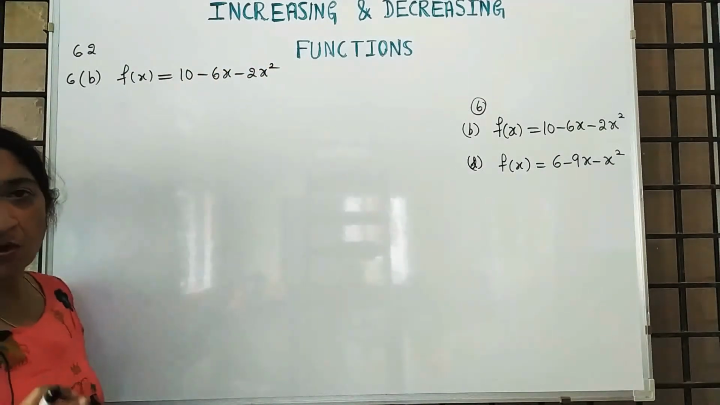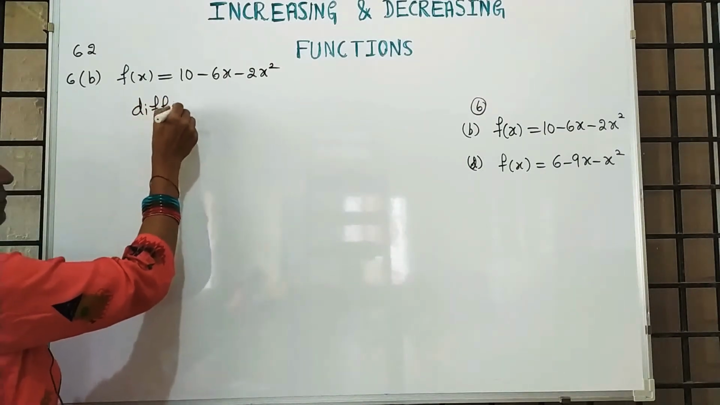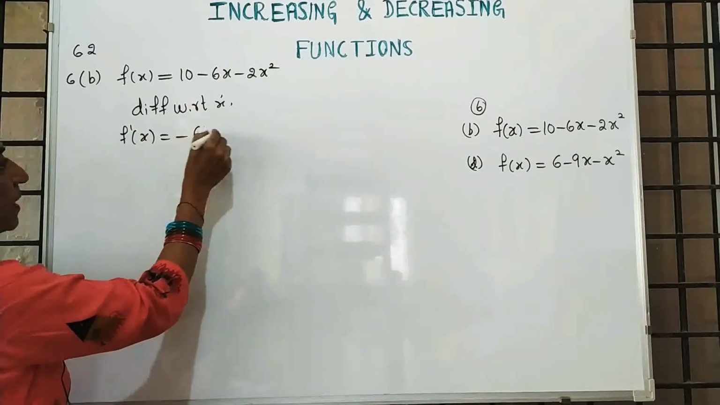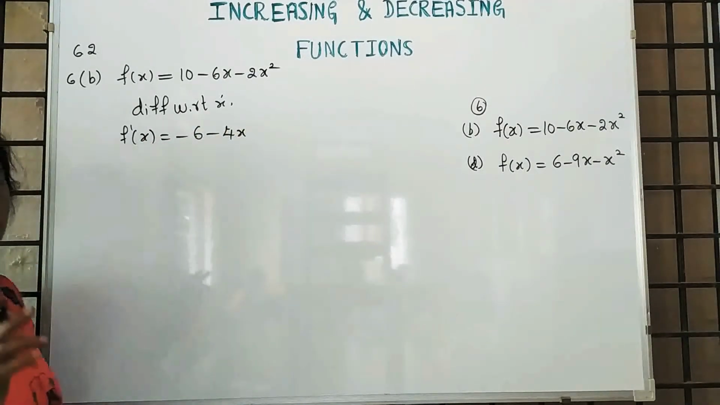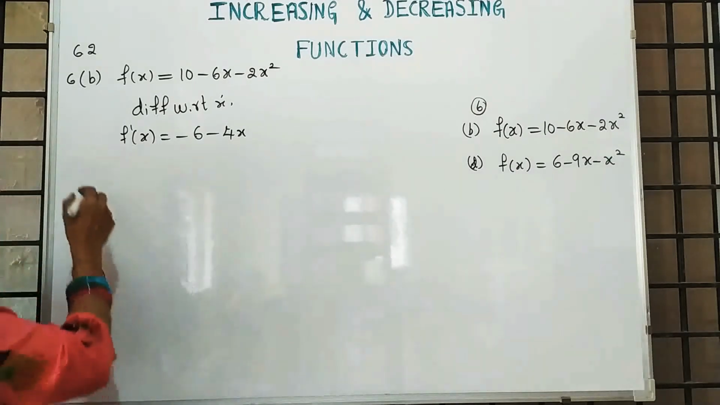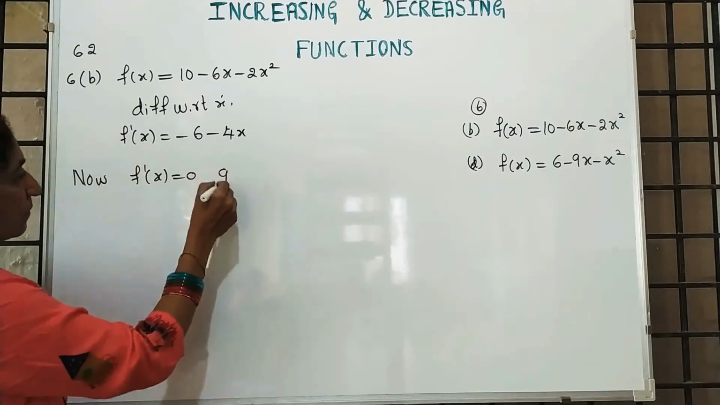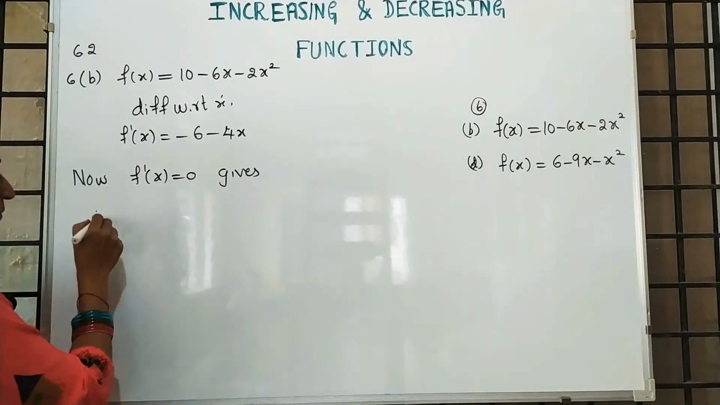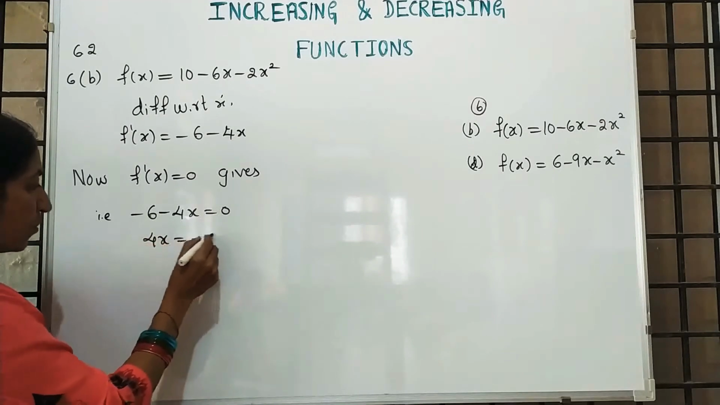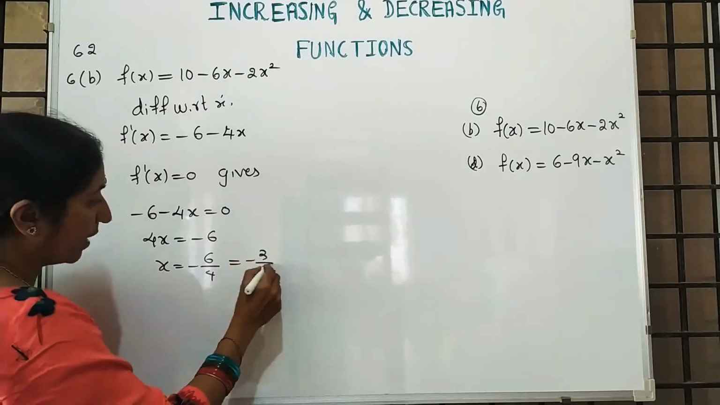Already you are familiar with the concept. You have to differentiate this given function. That is f'(x) = -6 - 4x. After the first derivative, to find the interval, we have to equate this first derivative with 0. -6 - 4x = 0, that is 4x = -6, x = -6/4, that is x = -3/2.